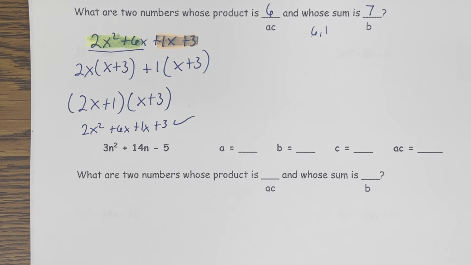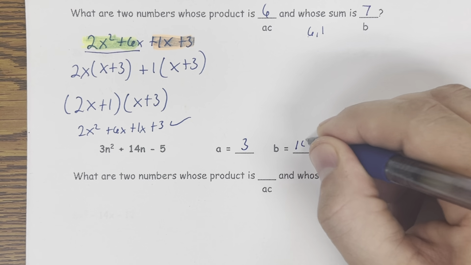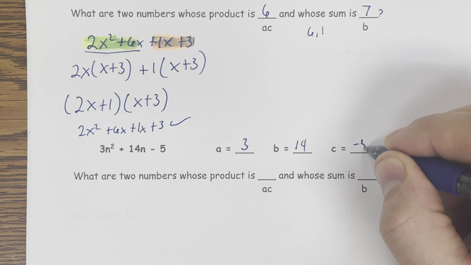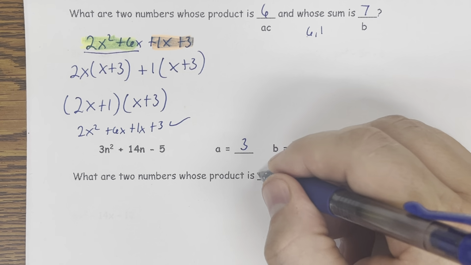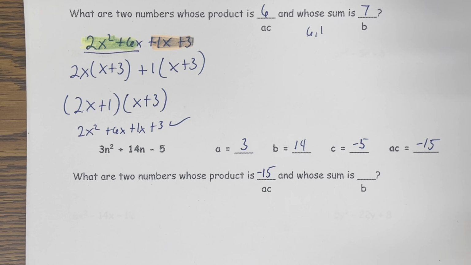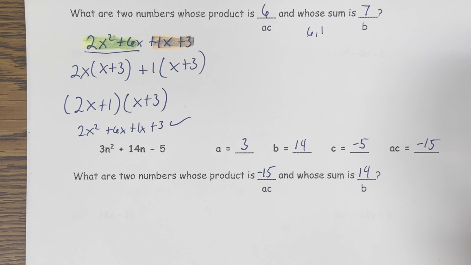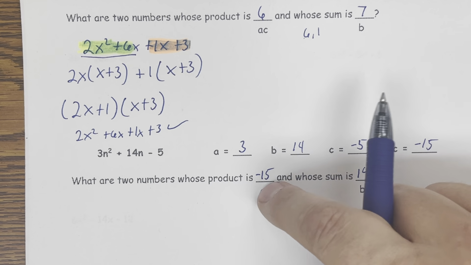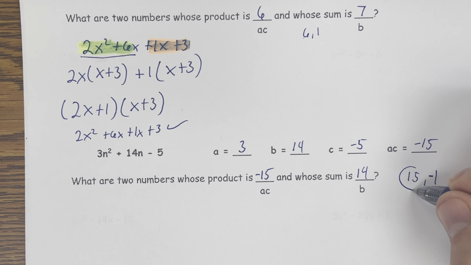All right, next one. Label A, B, and C. A is 3. B is 14. C is negative 5. So A times C is negative 15. So we're going to look for factors of negative 15. So we have to have a plus and a minus, whose sum is 14. So factors of negative 15 that add up to 14. Going to be 15 and 1. Which one needs to be negative? 1 does. So we have 15 and we have negative 1 to add up to 14.